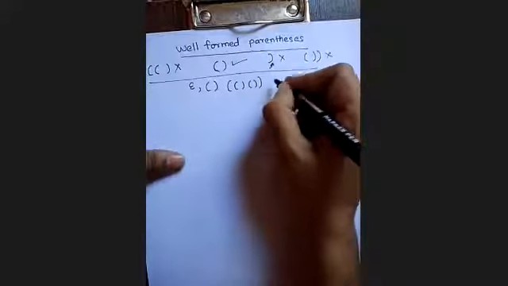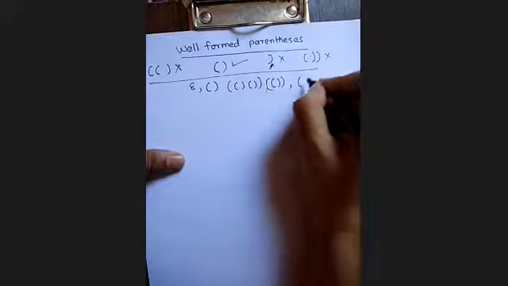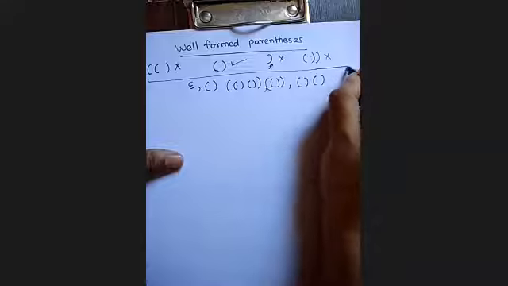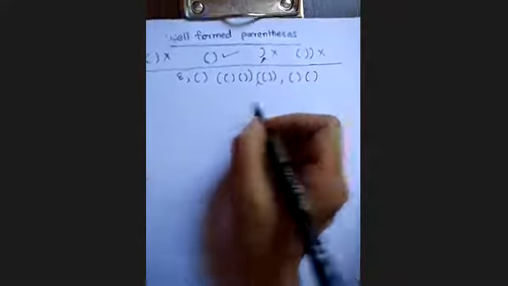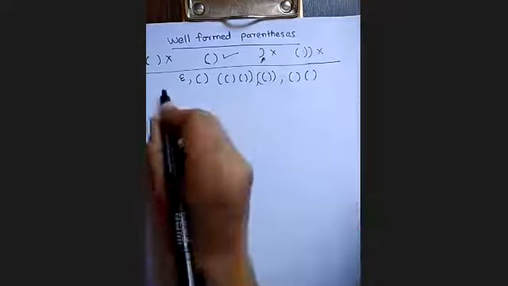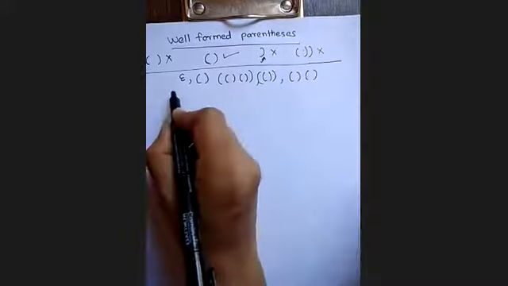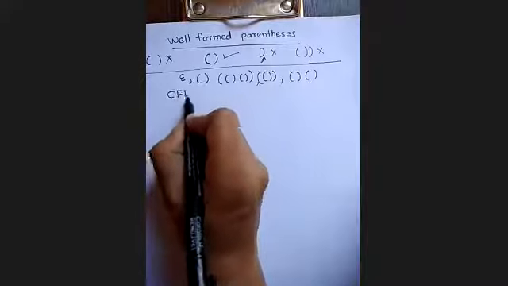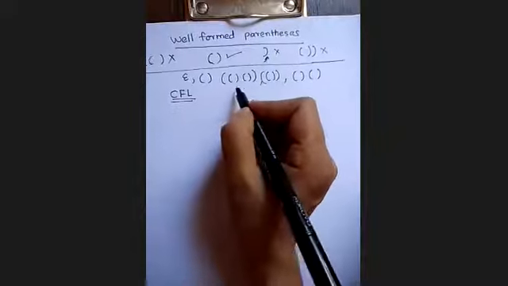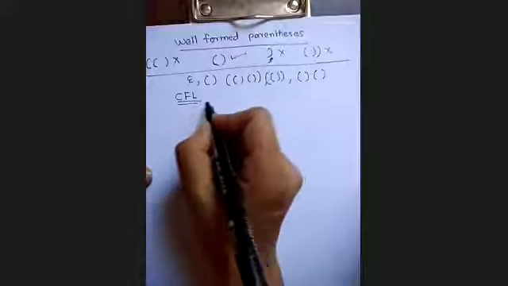So this type of string should be accepted by our PDA. We have seen that this well-formedness of parenthesis string is not accepted by a finite automaton, so we cannot write a regular expression for it. But it is accepted by a context-free language, so we can write a context-free grammar for this.